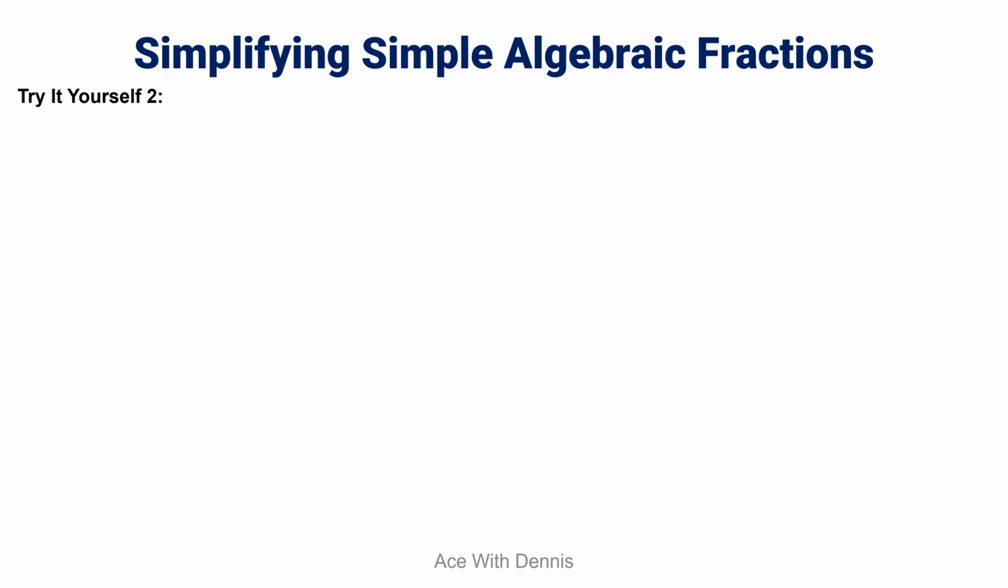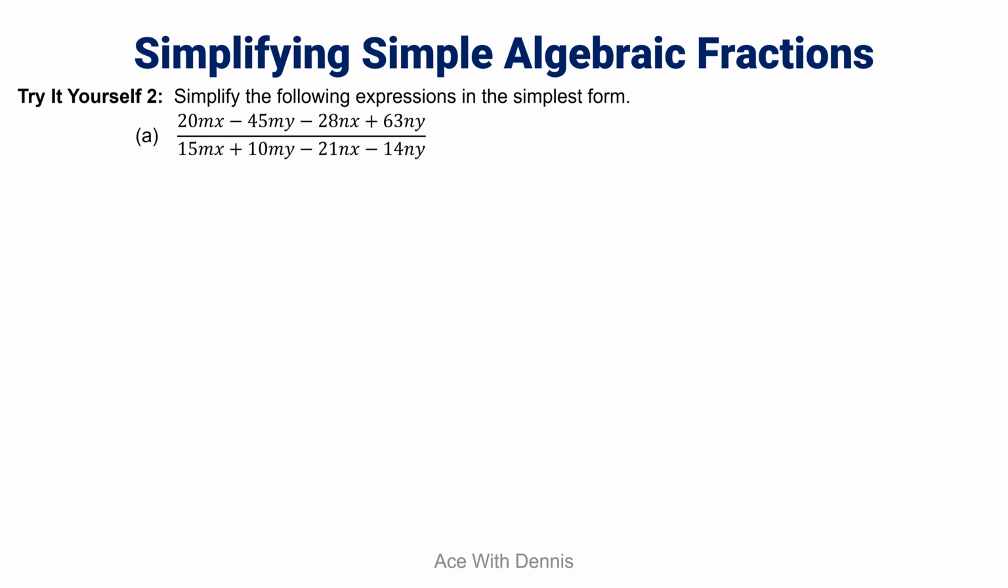Now it's your turn to try this example yourself. Simplify the following expressions in the simplest form. A, 20mx minus 45my minus 28nx plus 63ny over 15mx plus 10my minus 21nx minus 14ny. For b, 15x squared minus 11xy minus 14y squared over 49y squared minus 25x squared.